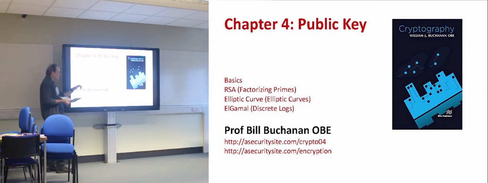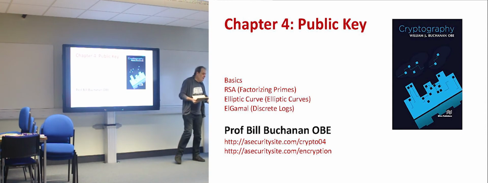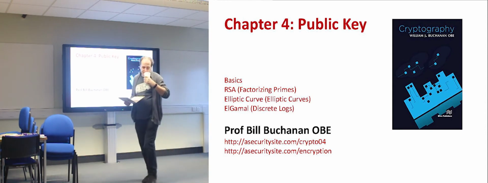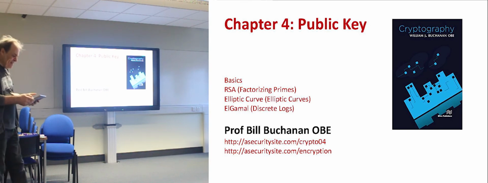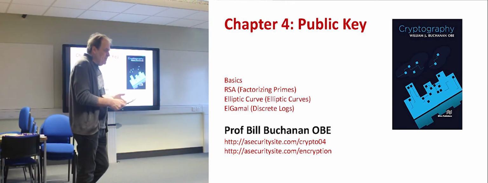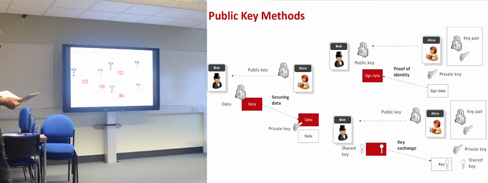Let's look at another one. Because we're near the home of John Napier, we'll have a look at ElGamal, which is another public key encryption method. That's the core of what we're going to do in the first part. Please ask questions as we go along.